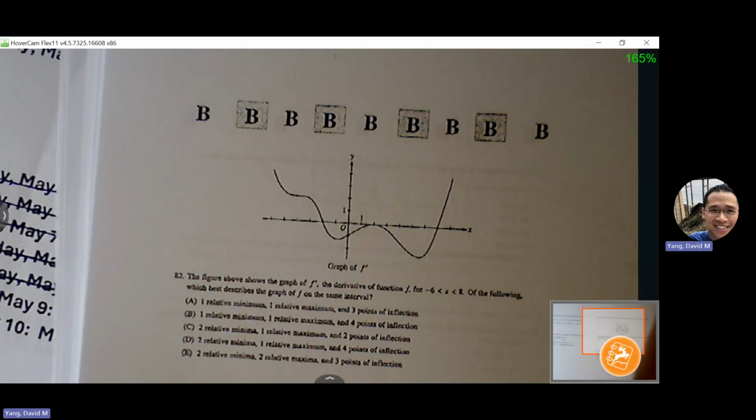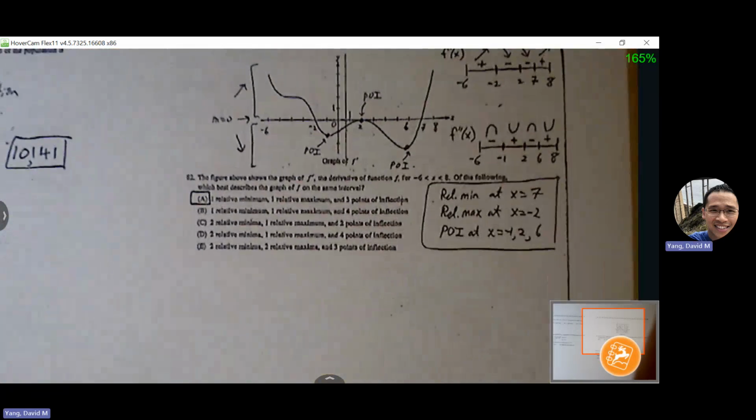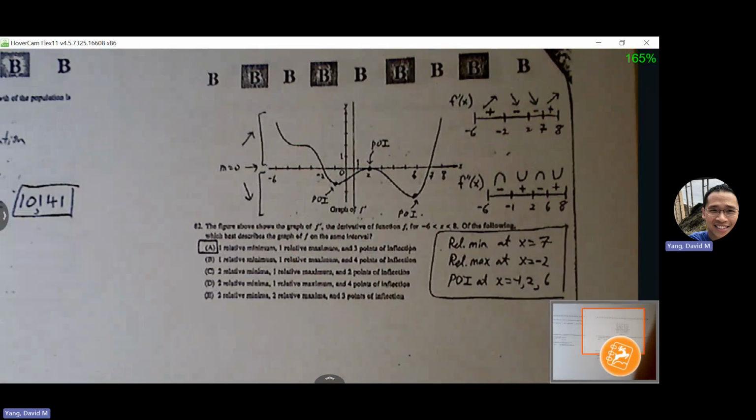Next up, 82, you're given an f prime graph. You know, above and below the x-axis is positive or negative slope. X-intercept is your potential relative min, relative max, and then the peaks and valleys are your points of inflection. So if you can create your first and second derivative sign line, then everything is in front of you. And from there, we should be able to quickly identify what our appropriate choice is.